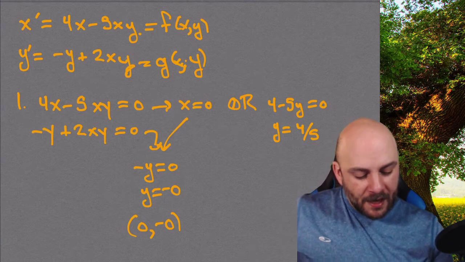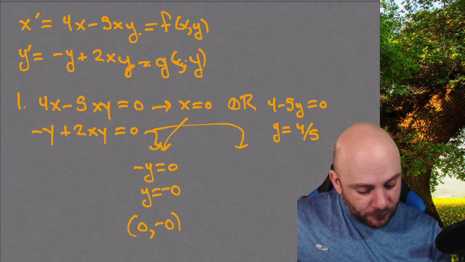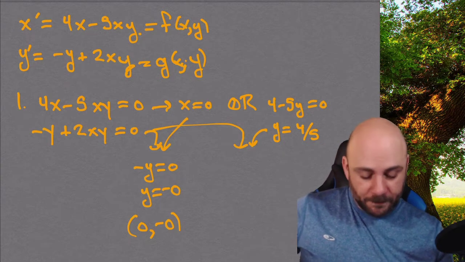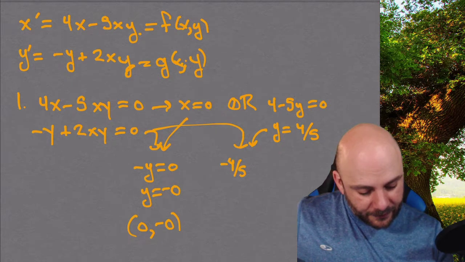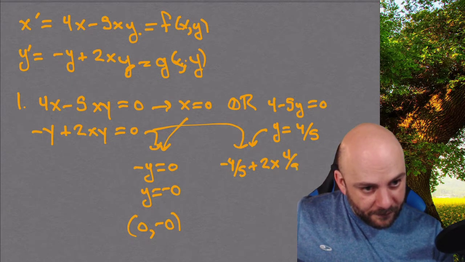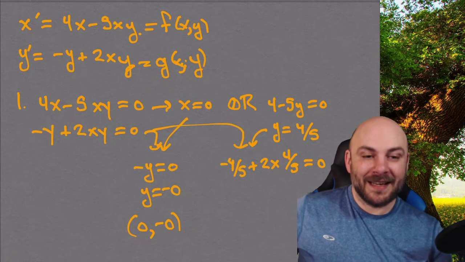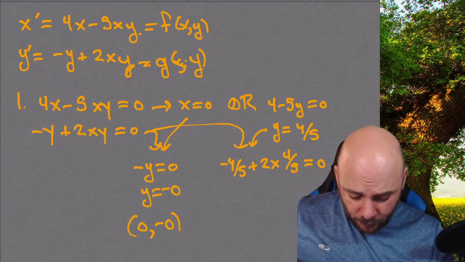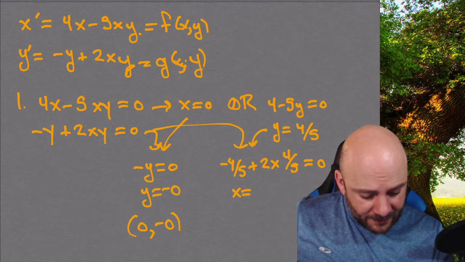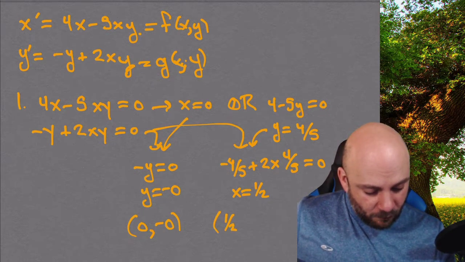Now I'm going to take this second fact and plug it into my equation. So I'm going to get negative 4/5 plus 2x times 4/5 equals 0. I'm going to move the negative 4/5 over, then divide both sides by 4/5. And what you're going to wind up with is x equals 1/2. So we have another equilibrium point here at 1/2, 4/5.